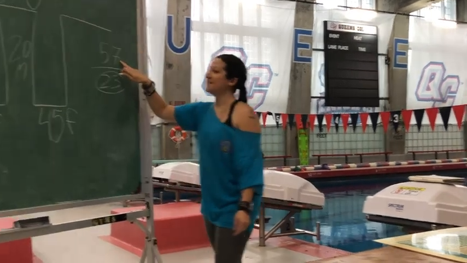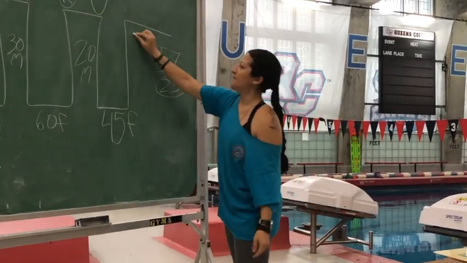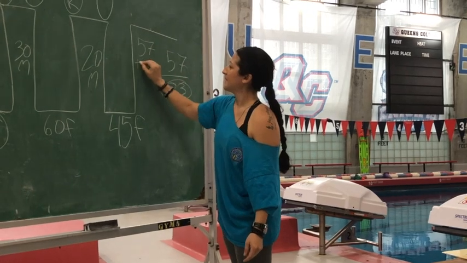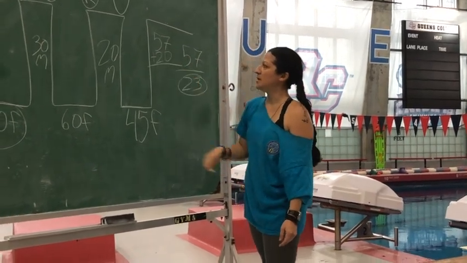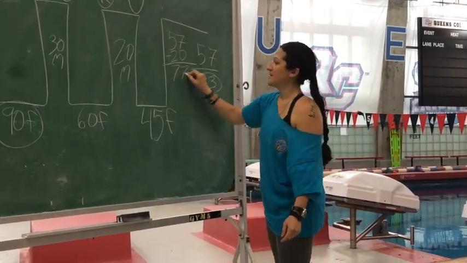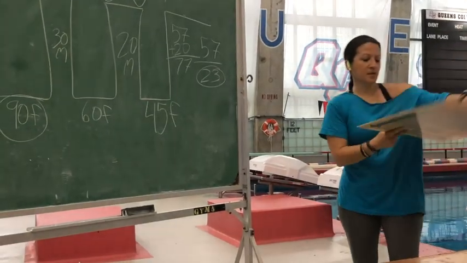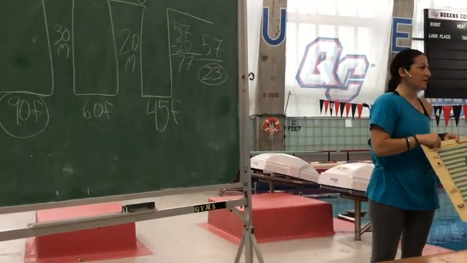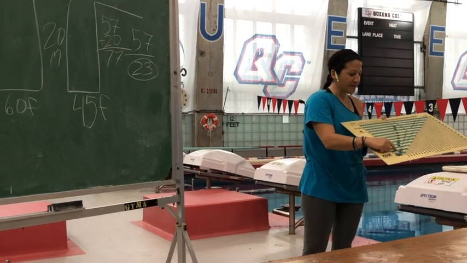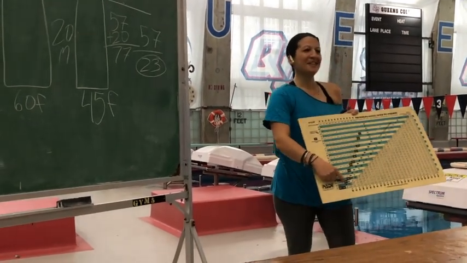Cool. So 57, right? So 57 plus 20 equals 77. Flip this over. 45, we go to 50, right? 77. Are we good?